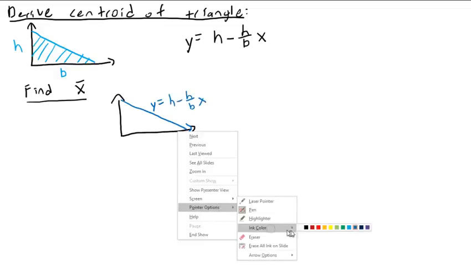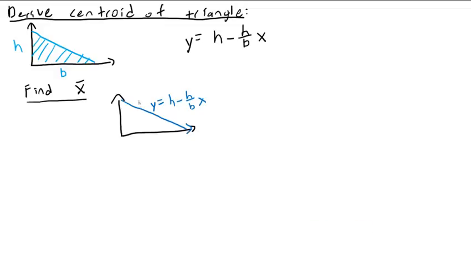But in order to perform an integration, I need a differential element. And so I'm going to use a little dA. My dA is going to be like this. If I extract this out and make it a little bigger, the width is going to be dx, and the height will simply be h minus h over b x.